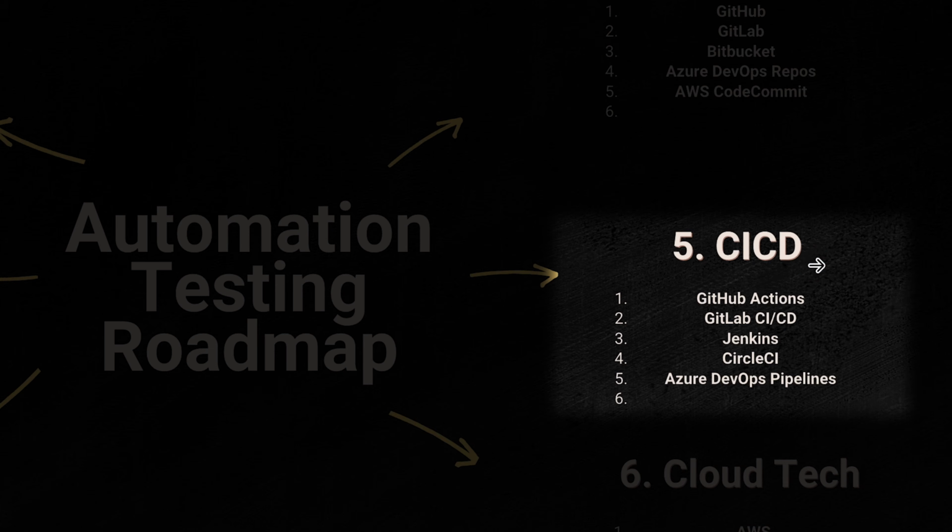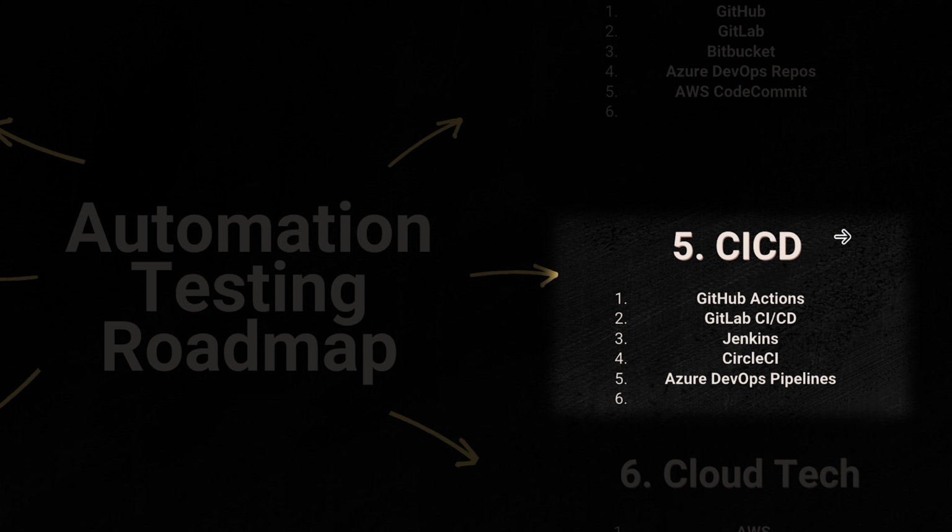Let's continue. Number 5, CI/CD, or continuous integration, continuous delivery. What is it? Well, whenever you write your automated tests, right? You have to run them somewhere. You can run them on your computer, or you can run them somewhere in the cloud where you don't have to worry about the size and the GPU or processor of your computer.